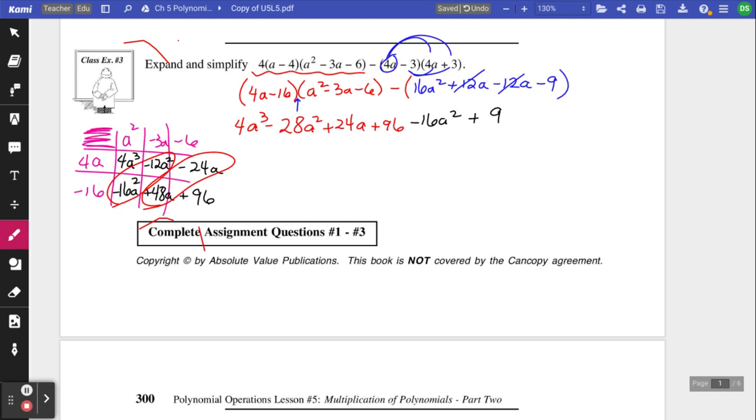Bless you. So I will have 4a cubed. That's the guy. He's the highest power, and there's no one else like him. Oh, that's kind of like God. Right? Yeah.